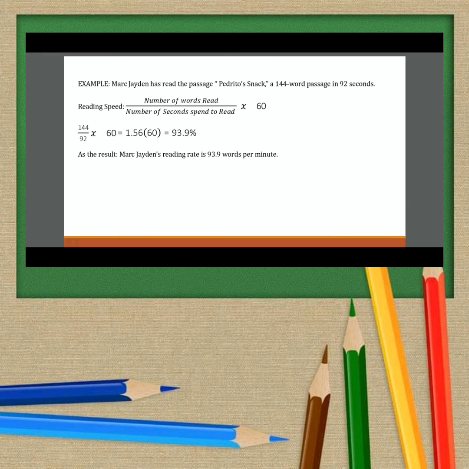Example, Mark Jaden has read the passage "Pedrito's Snack," a 144-word passage, in 92 seconds. So the reading speed is equal to the number of words read divided by the number of seconds spent to read, times 60. So 144 divided by 92 times 60 is equal to 1.56 times 60, which is equal to 93.9. As the result, Mark Jaden's reading rate is 93.9 words per minute.